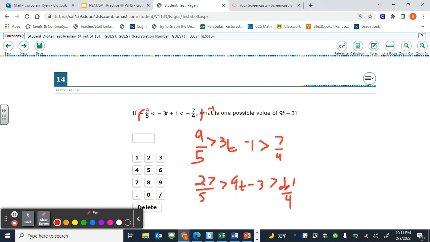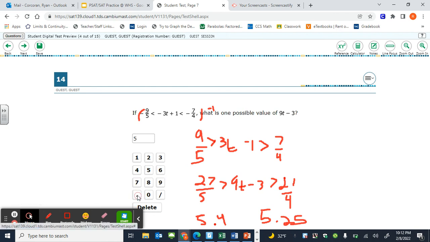So 21 divided by 4 is going to be 5.25, and 27 divided by 5 is going to be 5.4. And hopefully I'm not off on these. So let's do like 5.3. And you could talk to your students. So I just want to put the decimal here and delete 0.3.